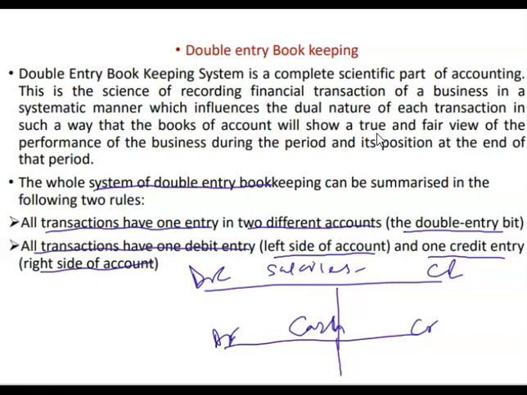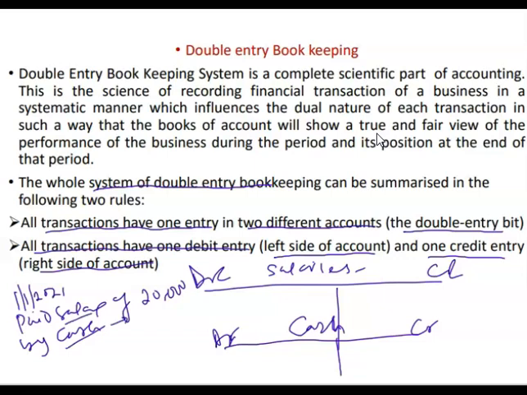For instance, if the transaction is on 1st January 2021, the organization paid salary of 20,000 naira by cash. Now, payment of salary was made by cash. That means my cash went out to what? To salary. That means salary received the cash that I'm sending out. Whatever is coming in, the account that is receiving that value, that transaction will be on the left hand side of that account. Salary is receiving the 20,000 naira.